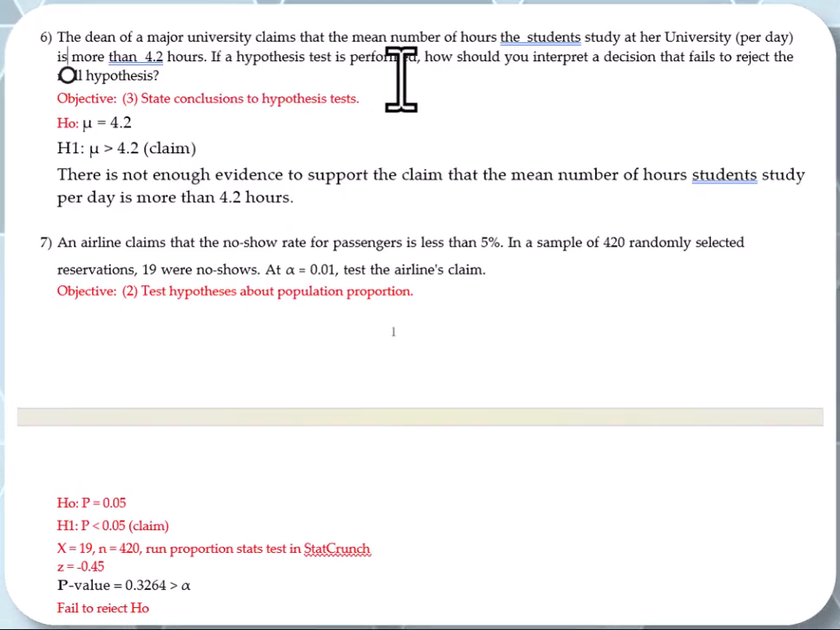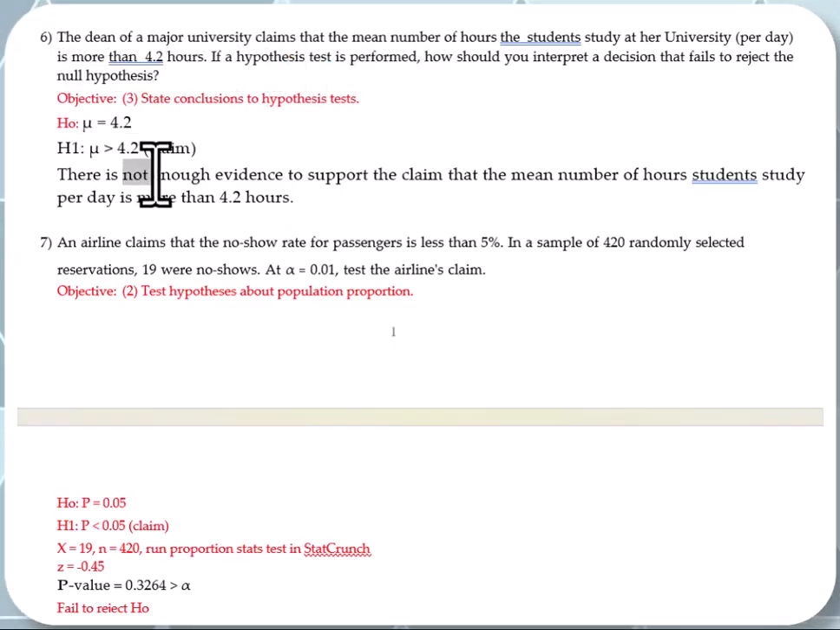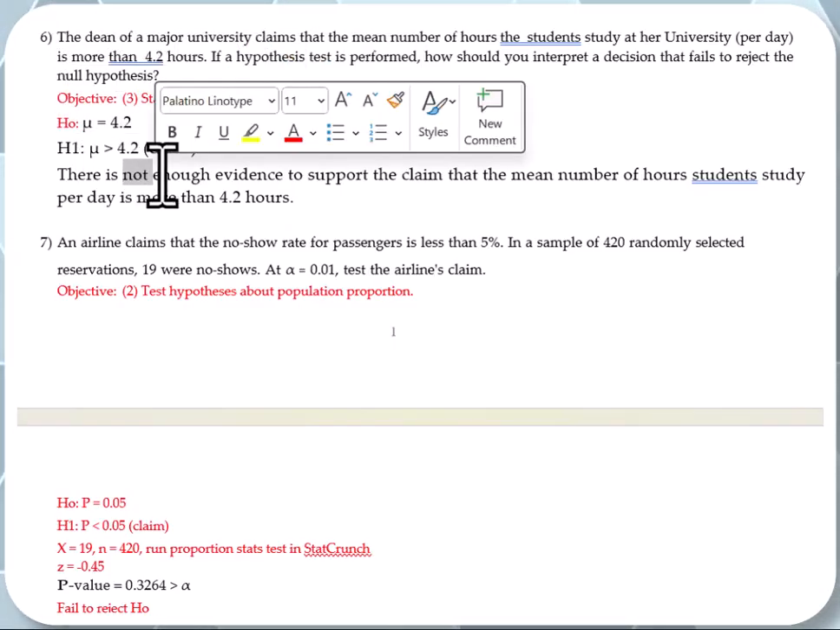If a hypothesis test is performed, how should you interpret the decision that fails to reject the null hypothesis? If we cannot reject the null hypothesis and the claim is in the alternative, that means we cannot support the claim because we couldn't reject the null hypothesis. So every time that you fail to reject the null hypothesis, you have to start with this: there is not enough evidence to support the claim that the mean number of hours students study per day is more than 4.2 hours.